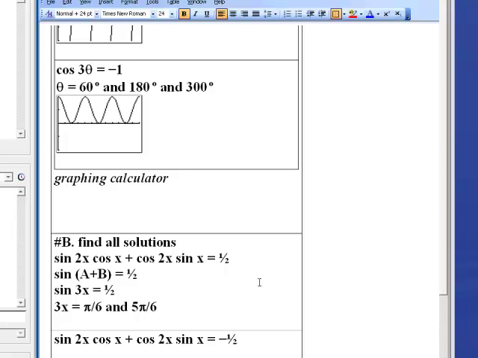So 5 pi over 6. Then, so we have 30 degrees, we have 150 degrees, then we have 390 degrees, which is going to be 13 pi over 6. I should just copy this one here.